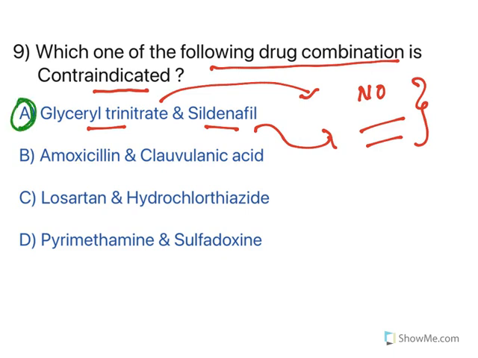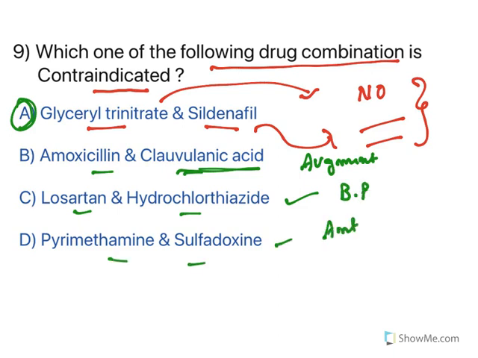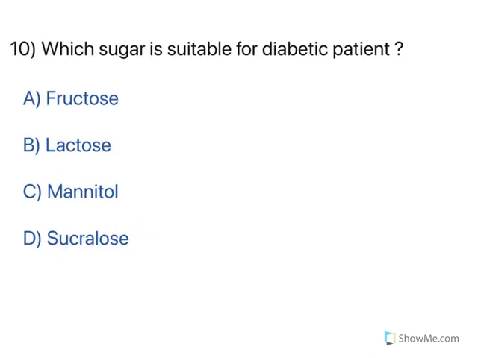This is contraindicated. Amoxicillin and clavulanic acid are used in combination in drugs like Augmentin. Clavulanic acid is a beta-lactamase inhibitor. Amoxicillin is an antibiotic. Losartan hydrochlorothiazide is widely used to treat hypertension, BP. Pyrimethamine sulfadoxine is a very good combination to treat malaria. So all of them are approved ones, but the dangerous combination is this one, glyceryl trinitrate and sildenafil.